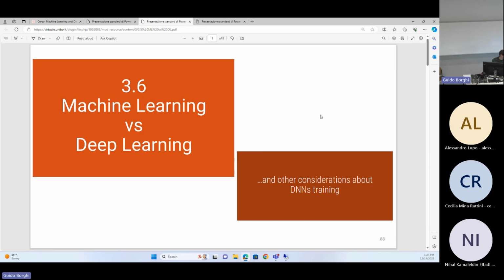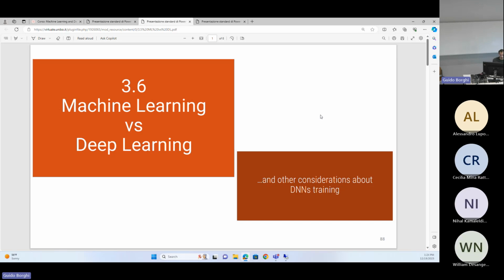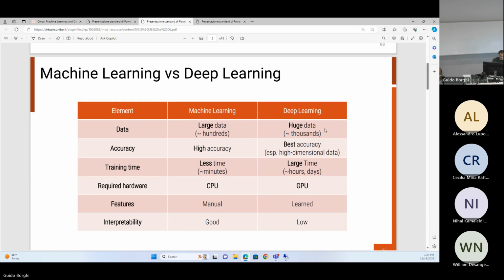We can find a few slides, but these slides are very important, since considerations about machine learning and deep learning are very important. This is a table that summarizes the comparison between machine learning and deep learning. In particular, we focus on 6 main elements. The first element is data.